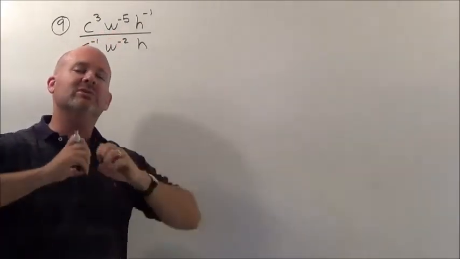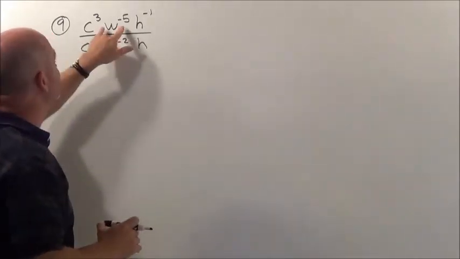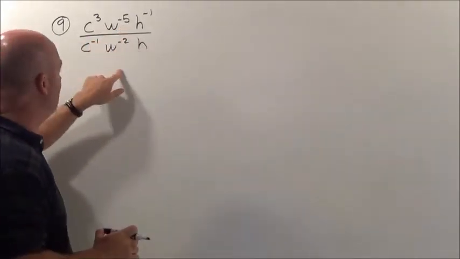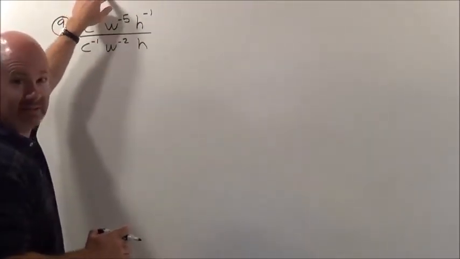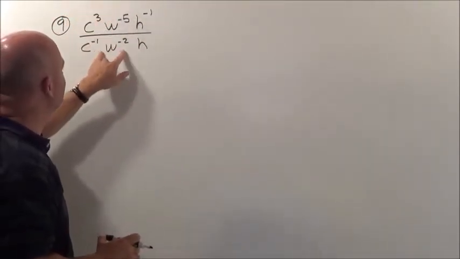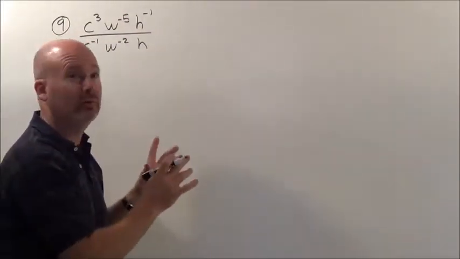The first thing I like to do is clear out all negatives. Get rid of all that. Move the pieces that need to move. I can see this W to the negative 5 needs to move down below. H to the negative 1 needs to move below. C to the negative 1 is going to have, since it's below, it's going to have to move up top. And the W to the negative 2 is going to have to move up top. So the first thing I want to do is I'm going to go ahead and move who needs to move.